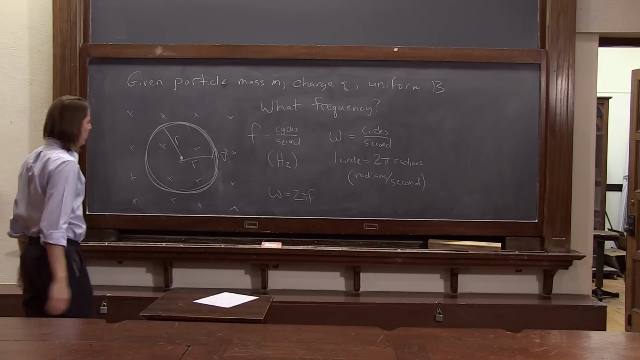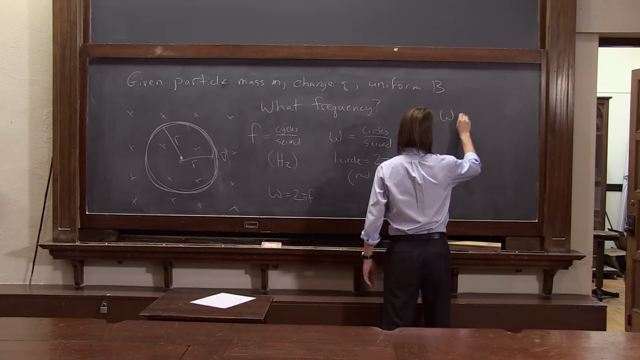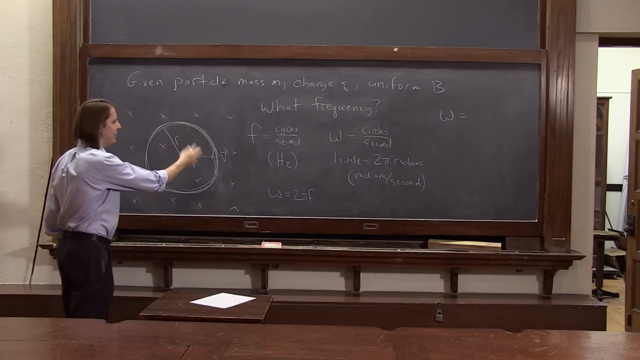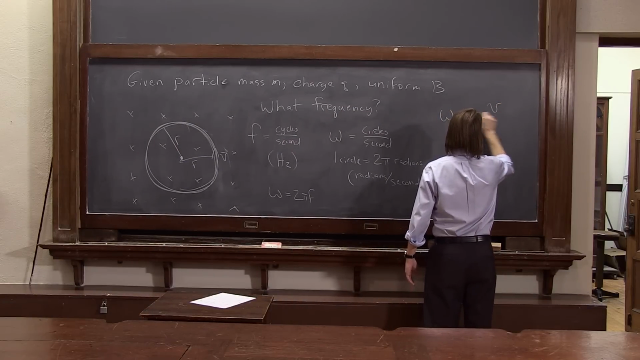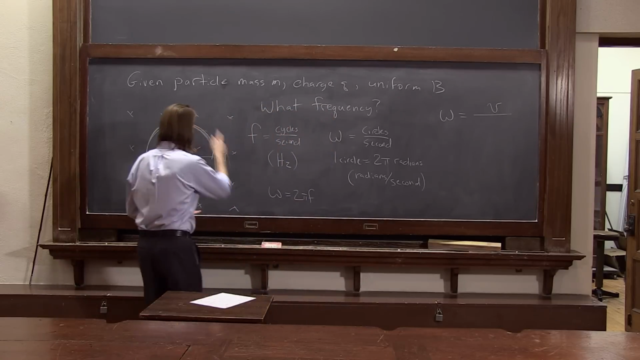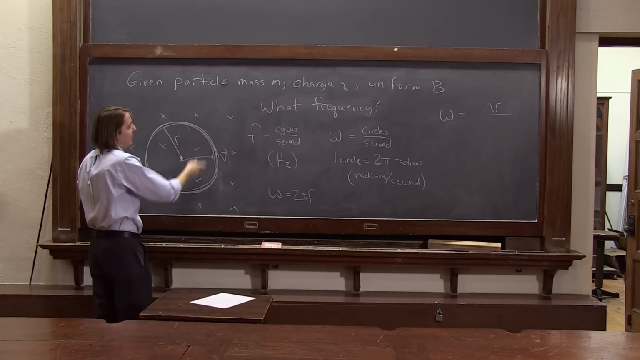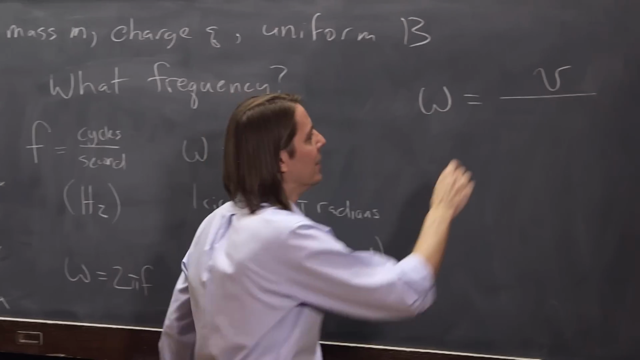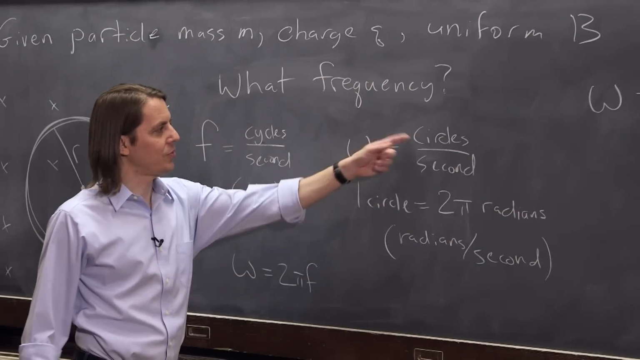Let's ask ourselves then, what is omega here? How do we get omega? We know it's going to depend on how fast it's going. It's going some speed v. And how many circles per second is that? You take the speed, how many meters per second it is, say 10 meters per second, and you just divide by the circumference. If it's 10 meters per second and the circumference is 2 meters, that'd be 5 circles per second. So we're going to divide by 2 pi r. That's circles per second.